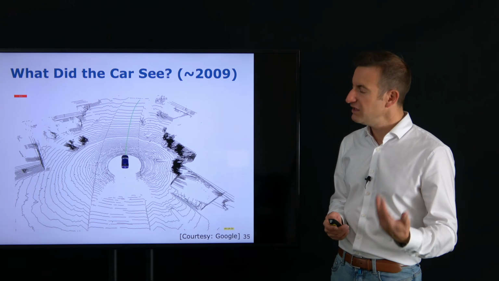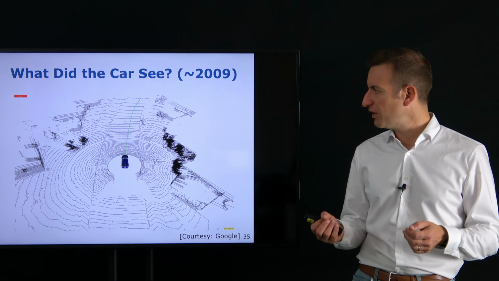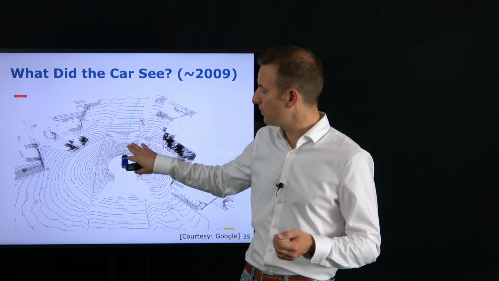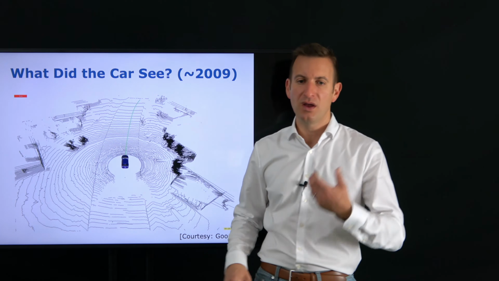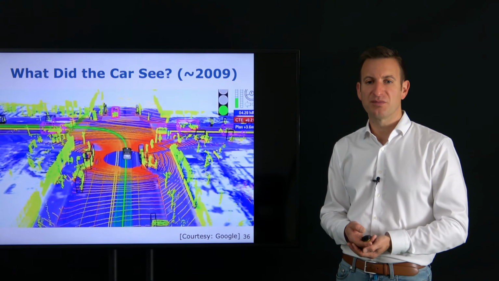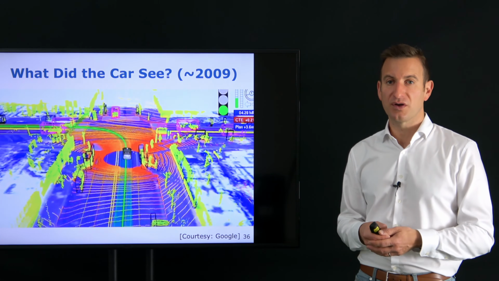And if we see this, we need to interpret what we are seeing. We need to interpret that this is a road, that this is our lane where we want to go, and that there are other traffic participants around. So we need to interpret what's going on there.